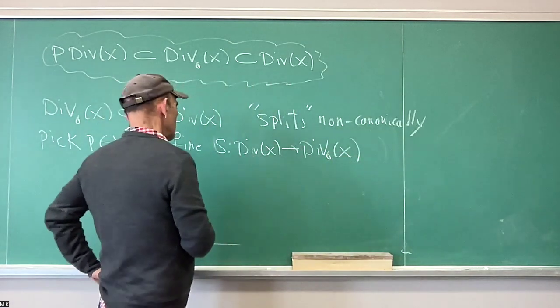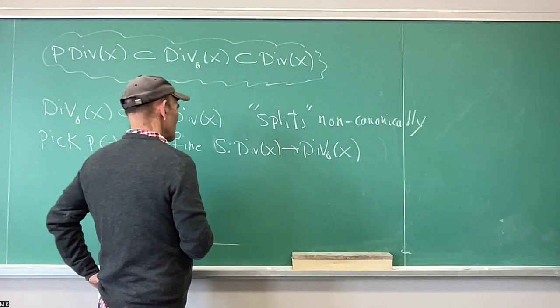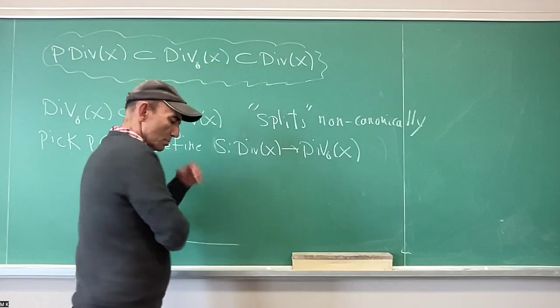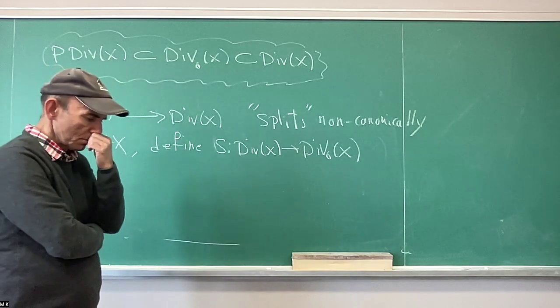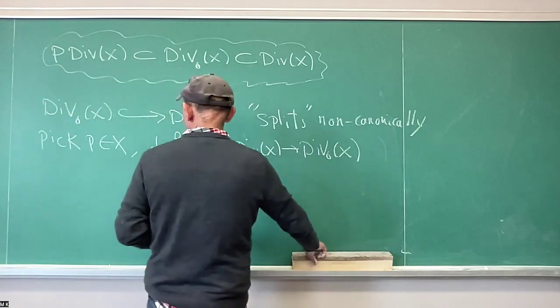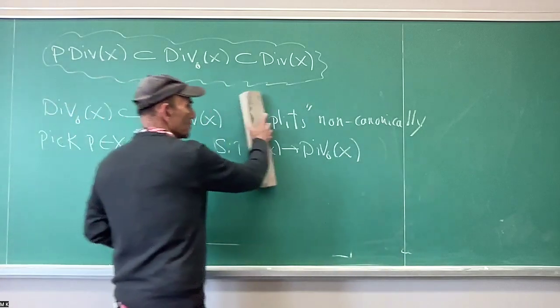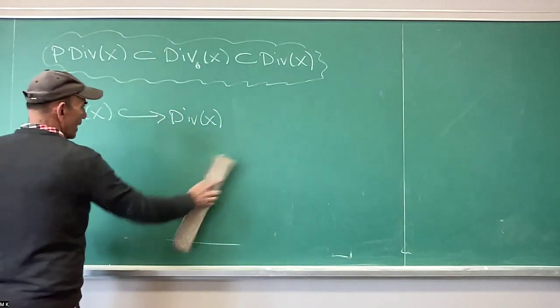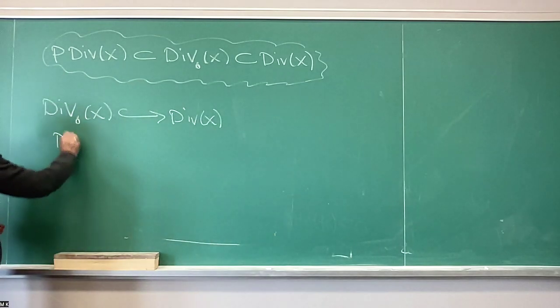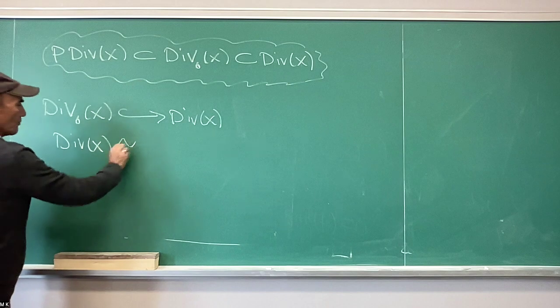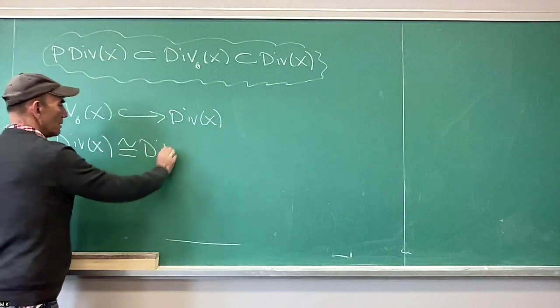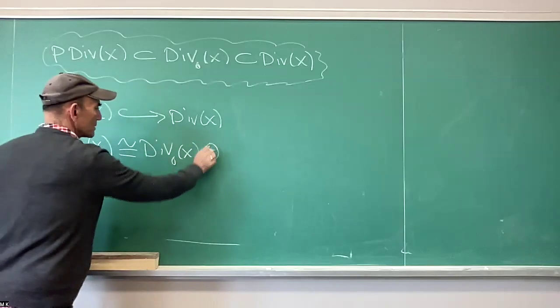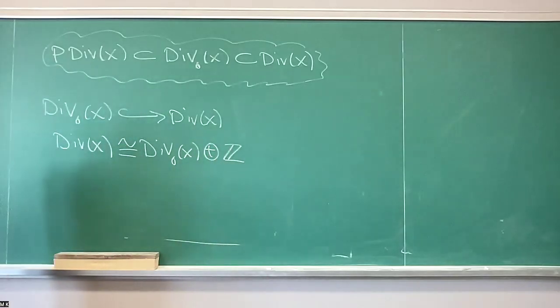So we do it in the following way. Oh no, that's not good. No, what I'm trying to say, splitting is not the right terminology. What I'm trying to say is that div X is isomorphic to div 0 X plus Z.